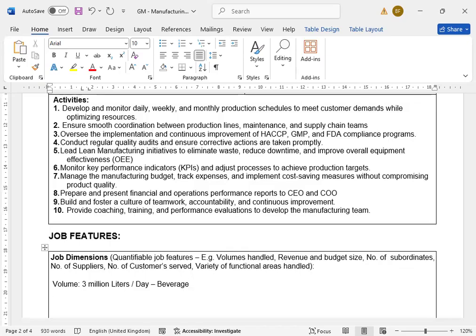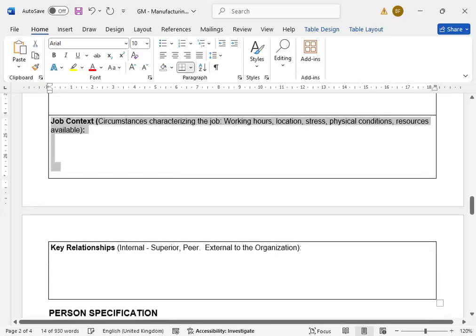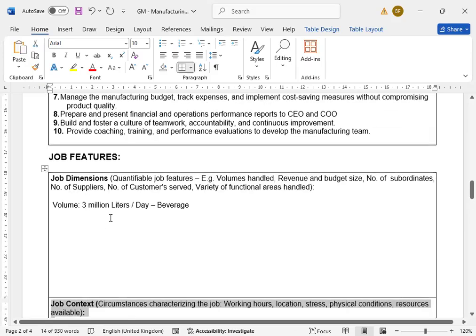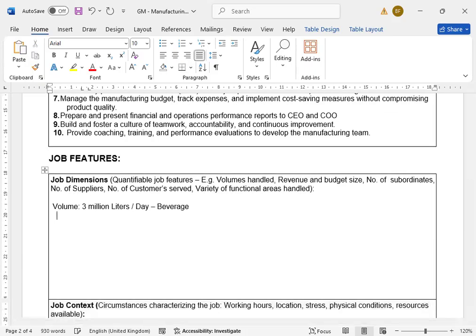Another volume. Okay, let's say, for example, 1 million metric ton.